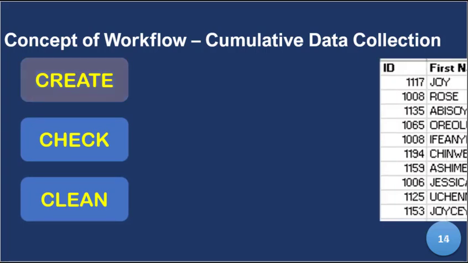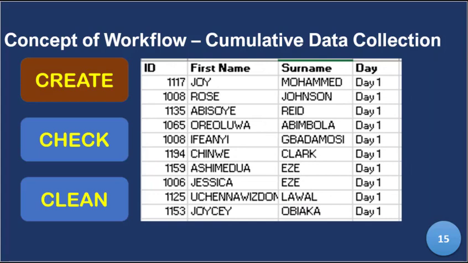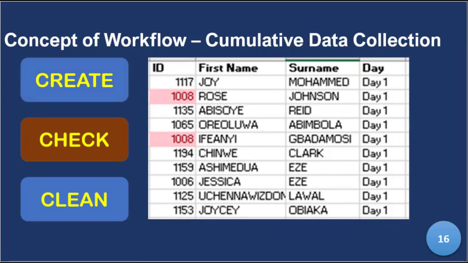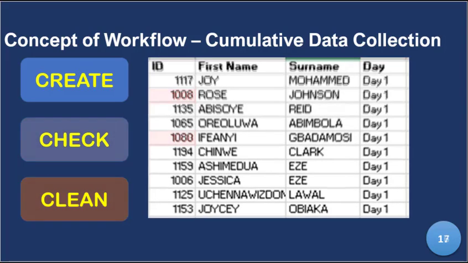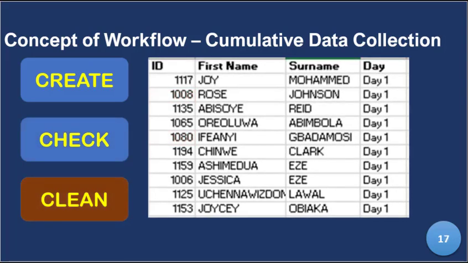So day one, data is collected for these names. There are different names on day one. And what we did when we checked data for day one is that we saw that there are duplicates. There's Ifeanyi Gbadamosi and Rose Johnson having the same ID. I told you ID variables are supposed to be unique. Then when you clean, you realize that Ifeanyi was wrong. Ifeanyi should have been 1080. Rose is correct, 1008.